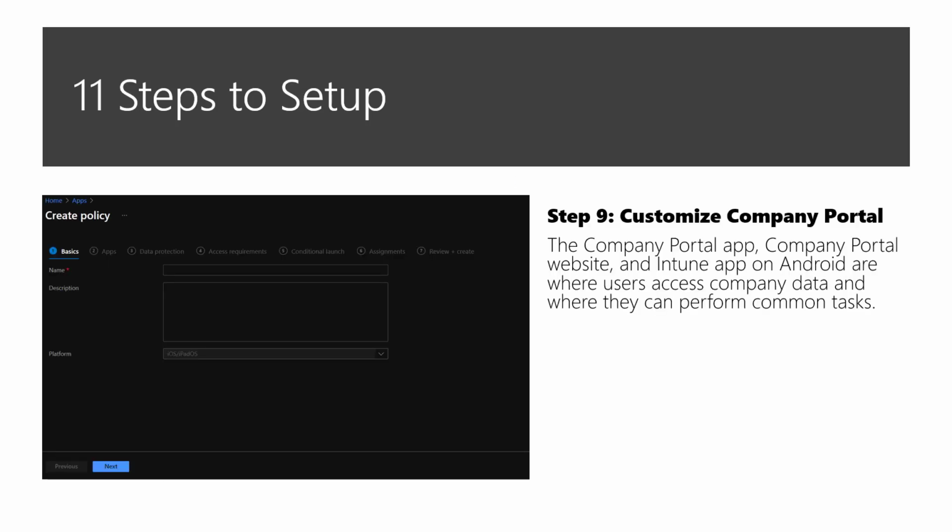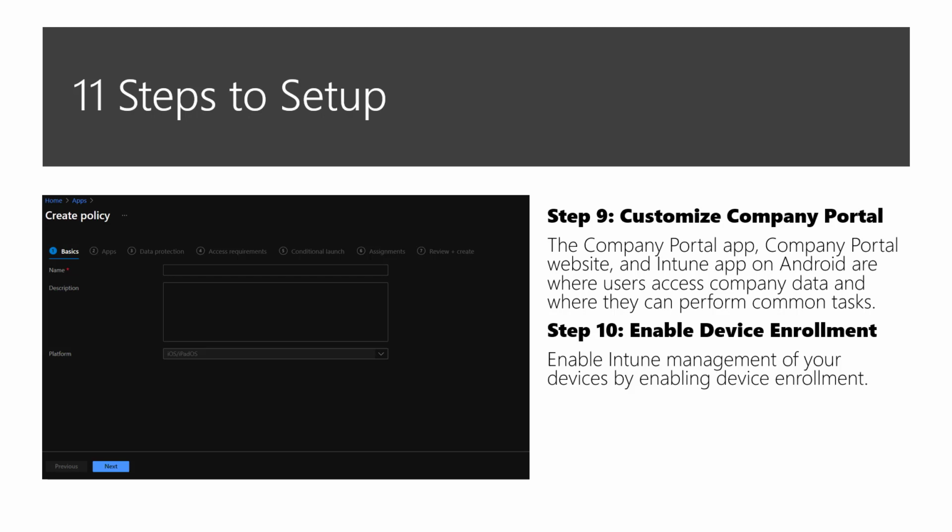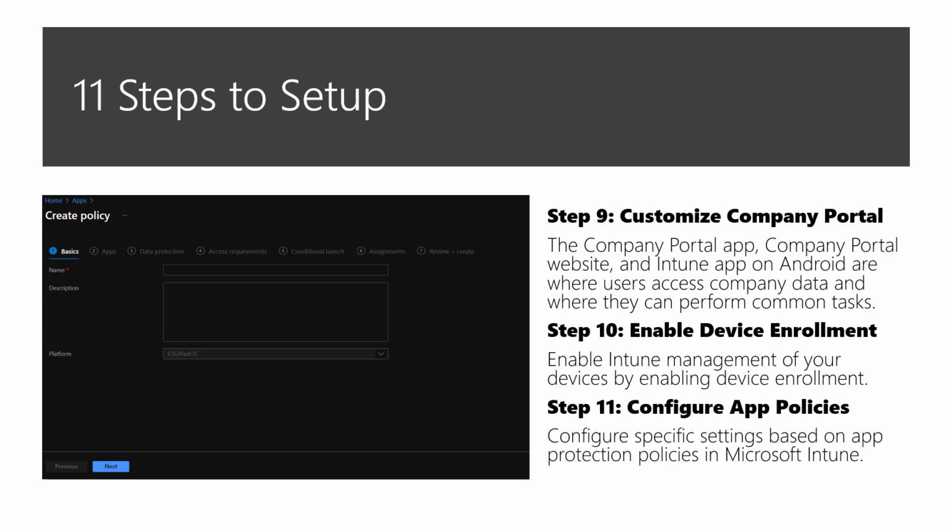The Company Portal app, Company Portal website, and InTune app on Android are where users access company data and where they can perform common tasks like enroll device, install applications, and locate information. At this point, you can customize the InTune Company Portal to provide a familiar and helpful experience for end users. You can then enable InTune management of your devices by enabling device enrollment. And then lastly, you can supply specific settings based on app protection policies in Microsoft InTune.